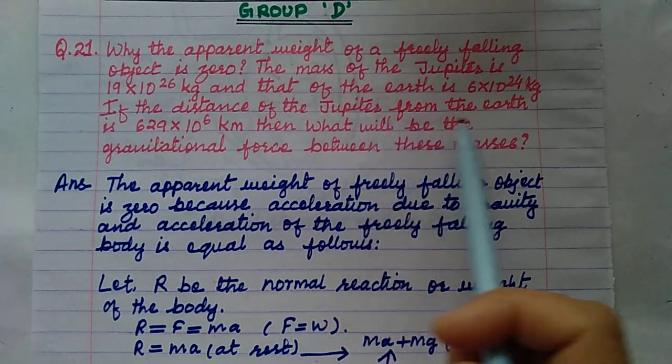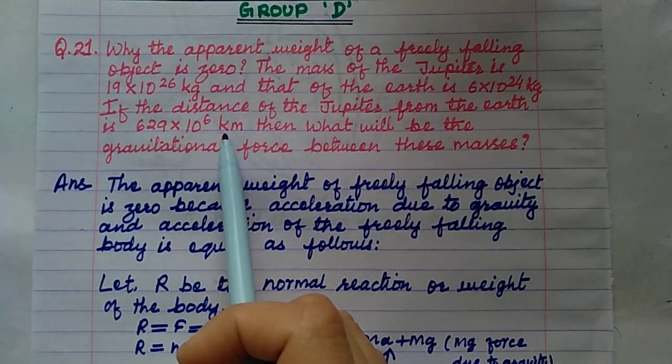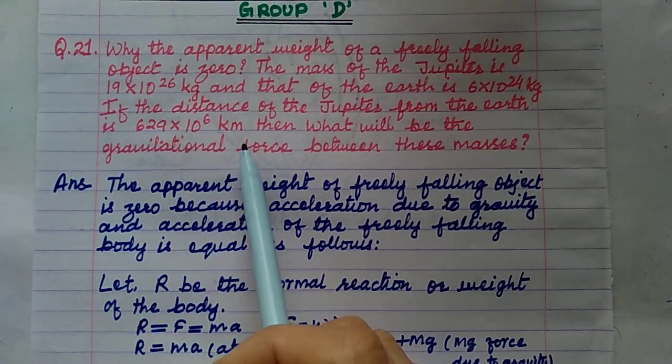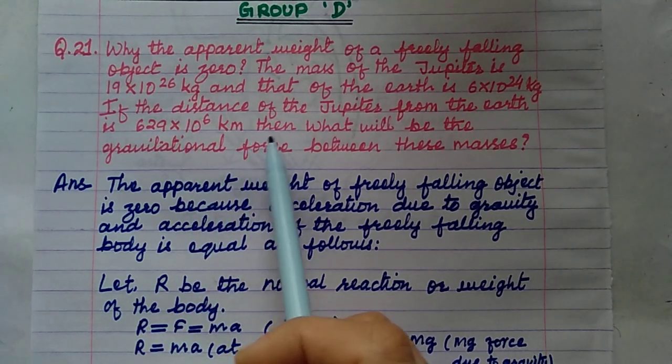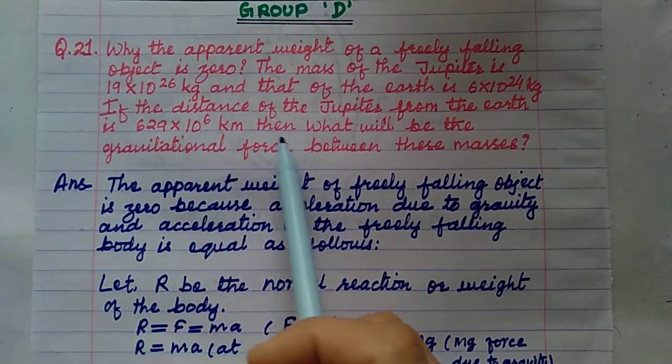If the distance of Jupiter from the Earth is 629 × 10^6 kilometers, the distance is given in kilometers, so you have to change it into meters. When you have to change kilometers into meters, you have to multiply by 1000. So 1000 meters equal 1 kilometer. Then it will be 10 × 10^9 meters.